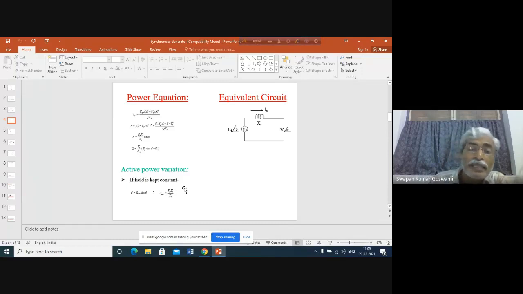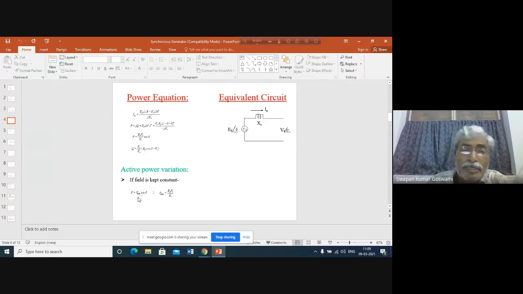Now let us see how active power variation may be affected. We have started this discussion. Expression for P is P maximum sine of delta. P maximum, that means EF Vt by Xs. This we have actually written as P maximum when the excitation of the generator is kept constant.